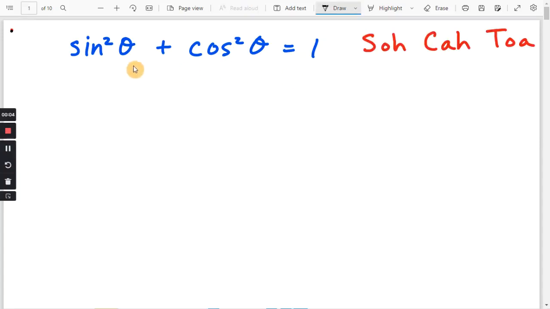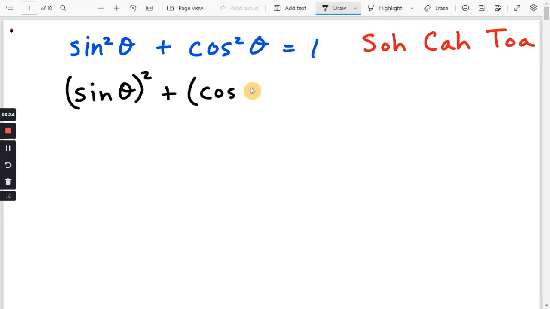So we want to try to prove that sine squared of theta plus cosine squared of theta equals 1. Okay, so first I'm going to use SOHCAHTOA. By the way, if I could just rewrite this real quick, sine squared theta is really the same as sine of theta squared, because this is all one number. And this is going to be the cosine of theta squared. Okay, and we're going to try to prove that it equals 1.